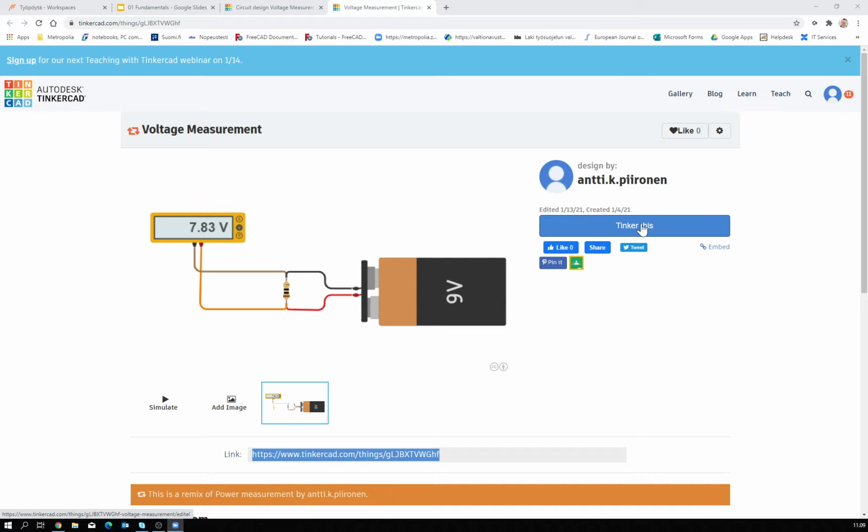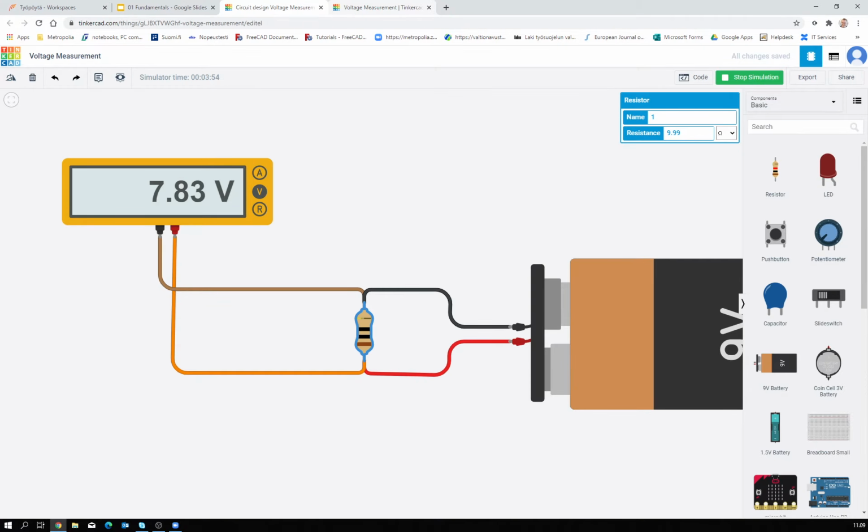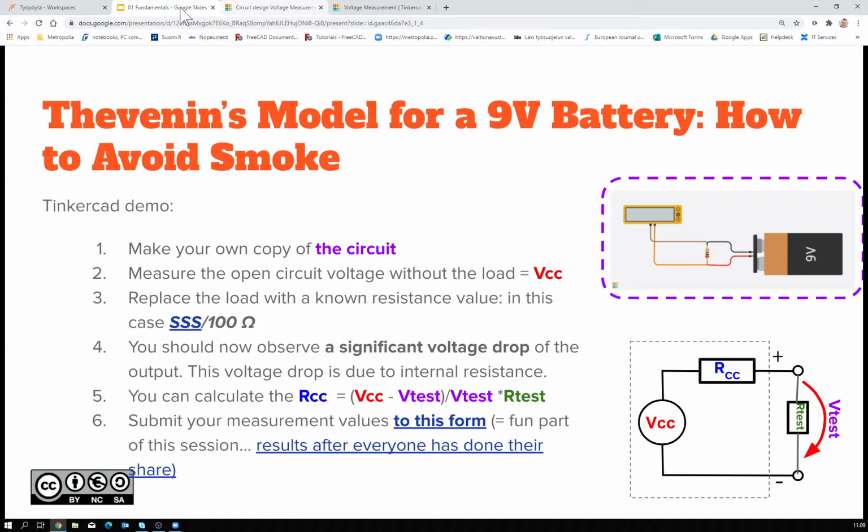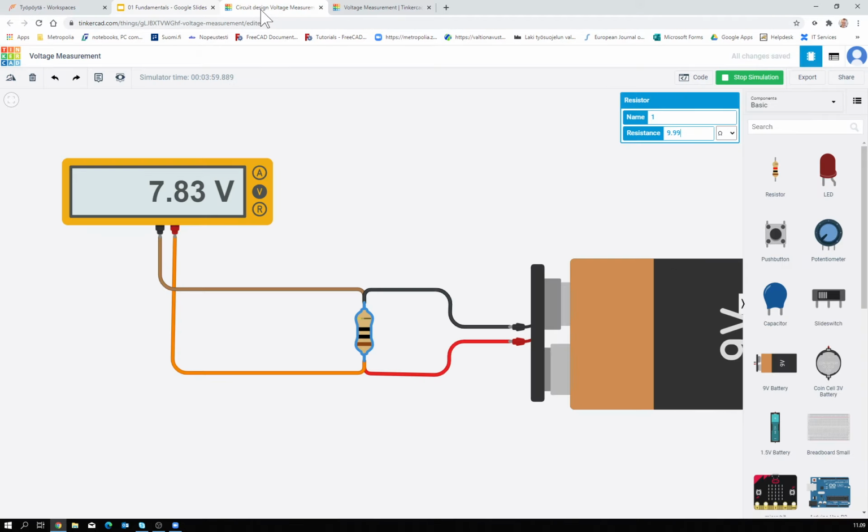Next step would be tinker this. Then I have a small exercise for you, and that small exercise is to try this with your own values. The exercise is right here. What is the known resistance value? How about trying the SSS divided by 100? Meaning that in this particular case, the SSS would be 999.